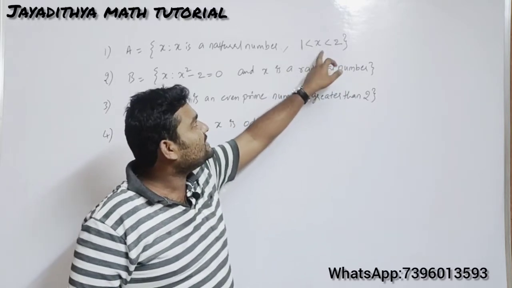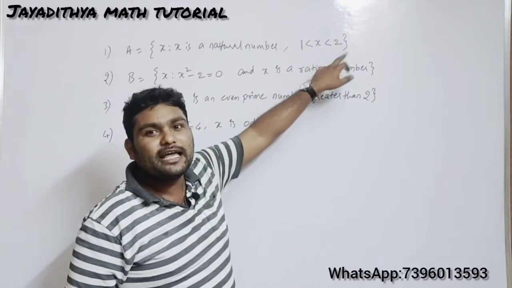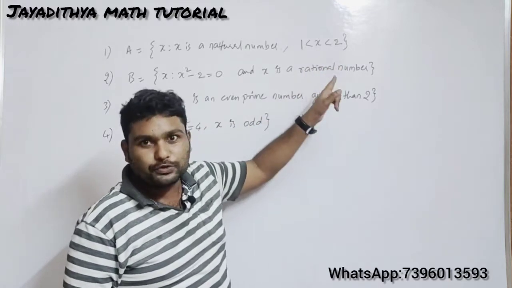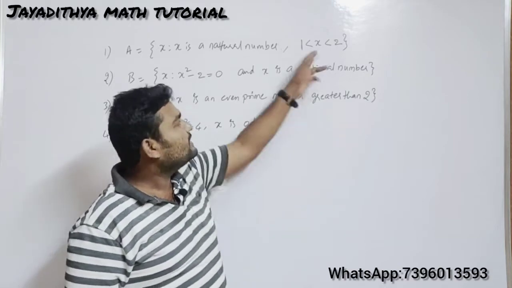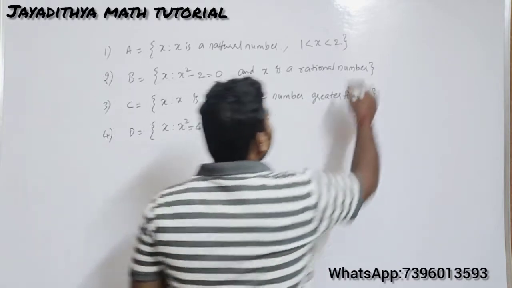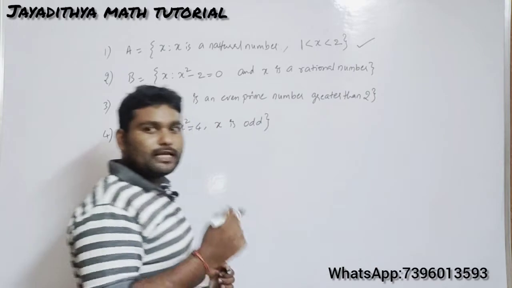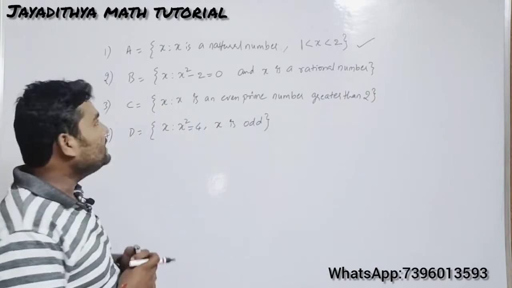Why? Because x is greater than 1 and less than 2. That means x lies between 1 and 2. 1 is a natural number, 2 is a natural number, and between them we don't have any natural numbers. Therefore the first set is an empty set. Clear now? So that is an empty set. And let us go for the next one.